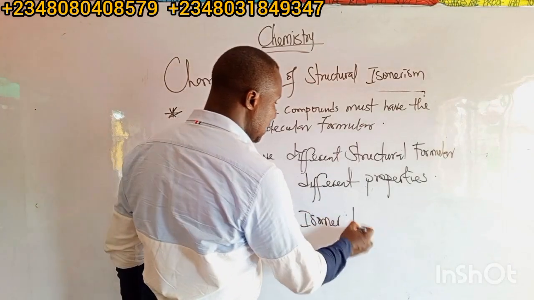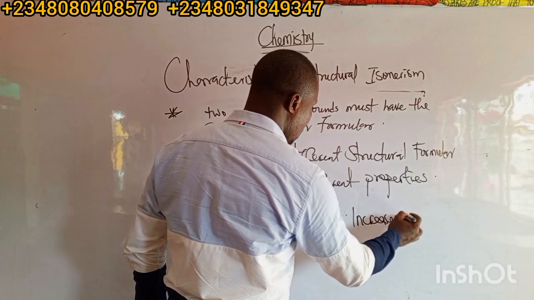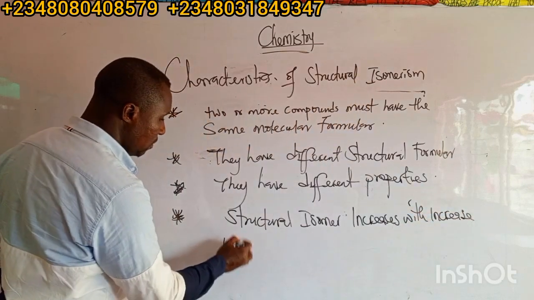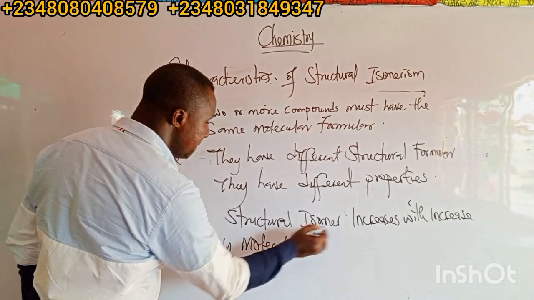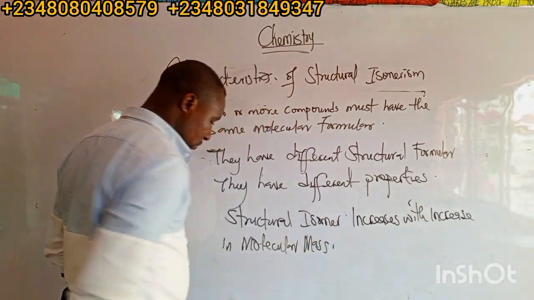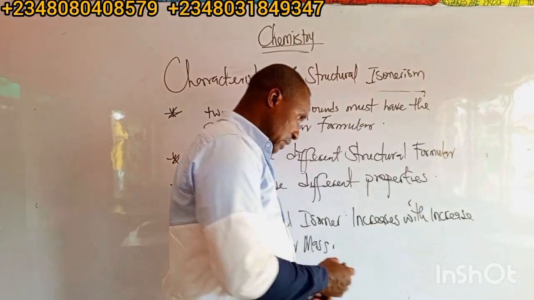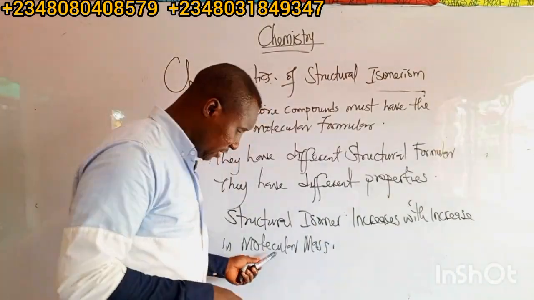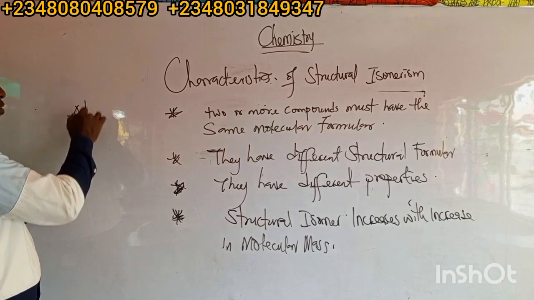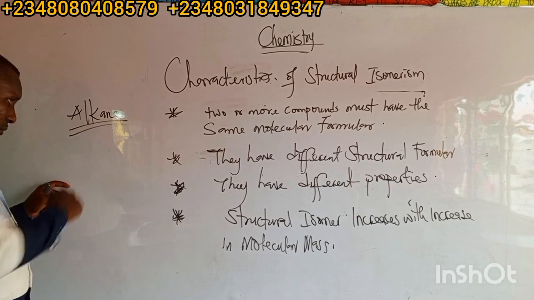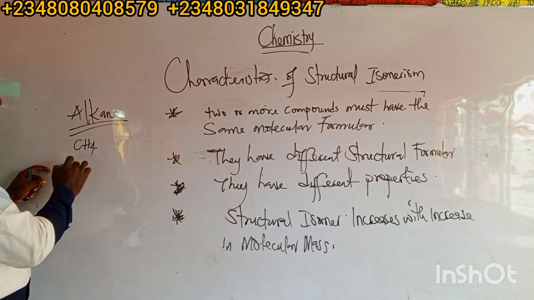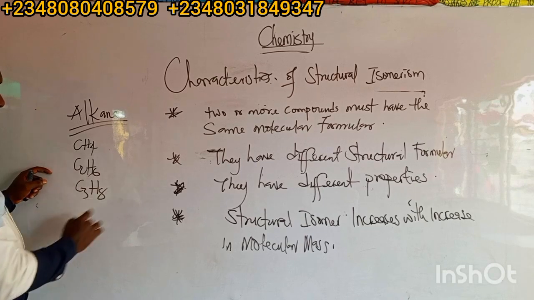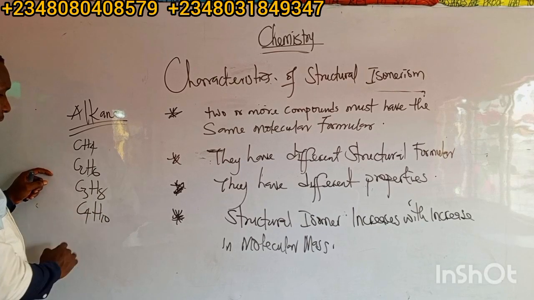Structural isomers increase with increase in molecular mass. Take note. Structural isomers increase with what? Increase in molecular mass. For an example, let me quickly explain this. When you have the homologous series alkane, methane is the first member, ethane the second member, propane the third member, butane the fourth member.